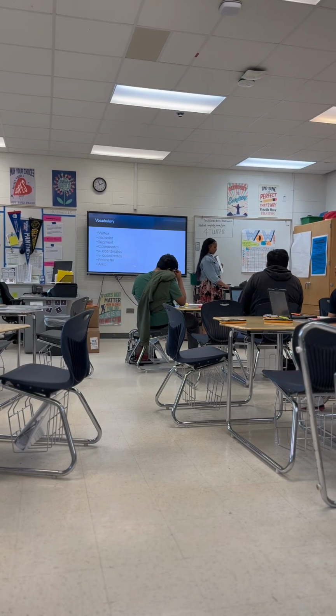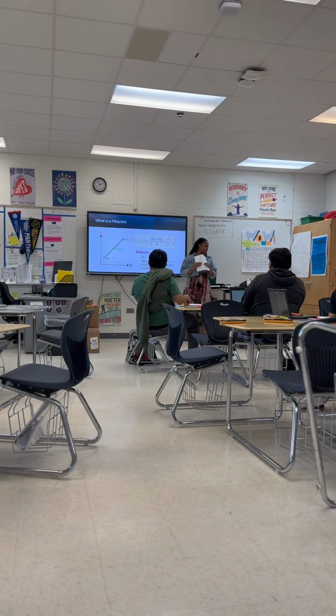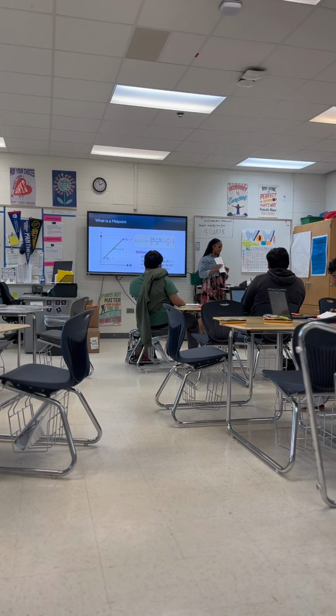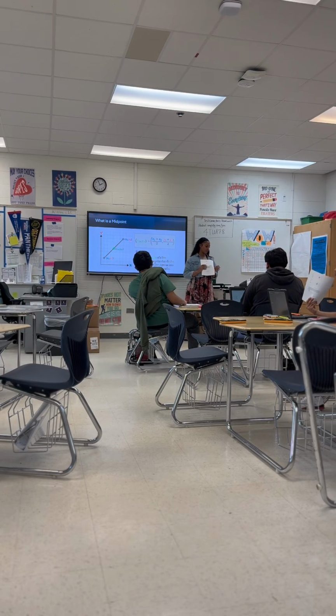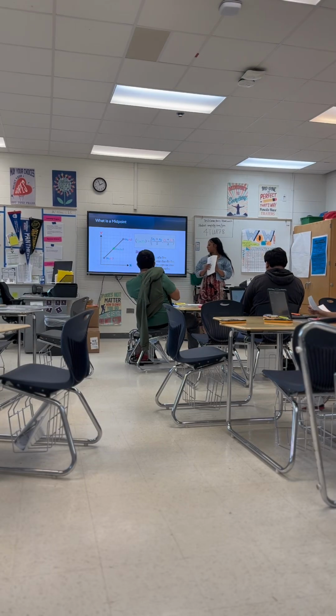Moving on to our formula. So our formula for midpoint is going to be m equals x1 plus x2 over 2, and then y1 plus y2 over 2. And then again, the midpoint is the middle of the line. Okay, you have the formula on your paper.